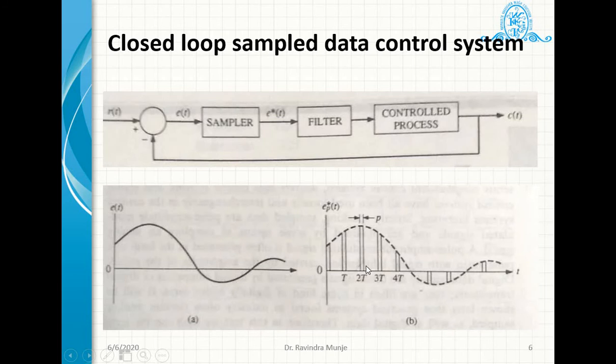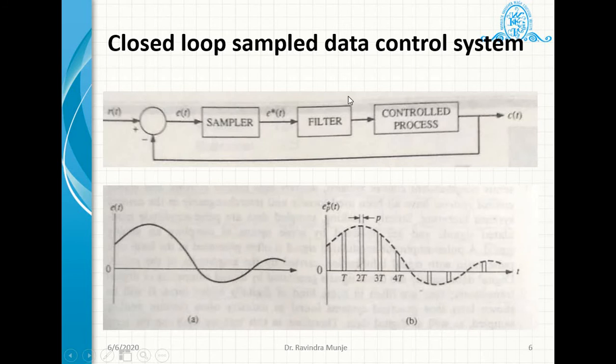Here the sampler is assumed to have a uniform sampling rate. So T, 2T, 3T, they have a uniform sampling rate. This time period is uniform for all the samples, right? The magnitude of the pulses at a sampling instant represents the value of the input signal E of t at the corresponding instant.